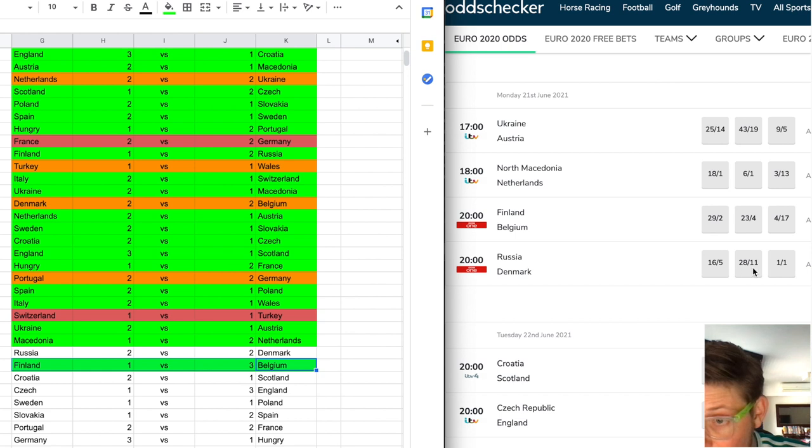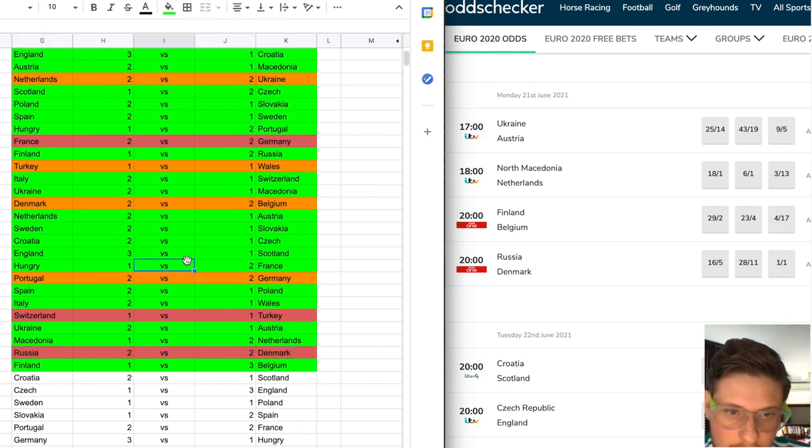Russia, Denmark. They are favoring the Danes. We got a draw, but I think we might even be favoring Russia because Russia had very good score things. So I think ours is very wrong. Yeah, it's a very wrong one. So we have to give that as a red one there.